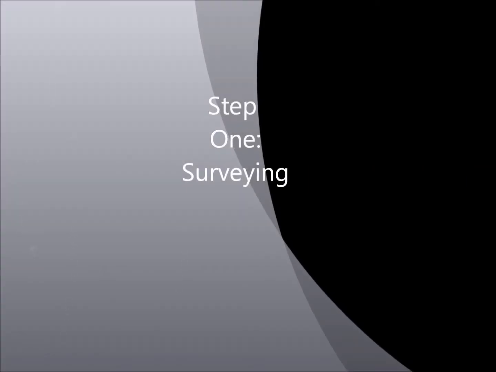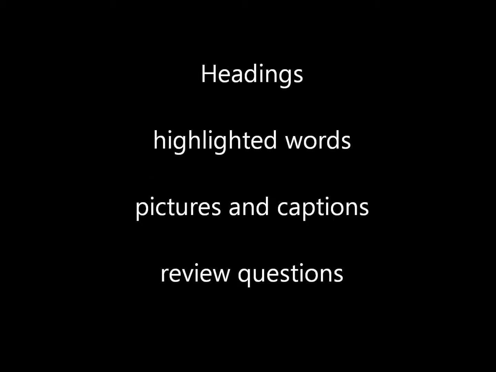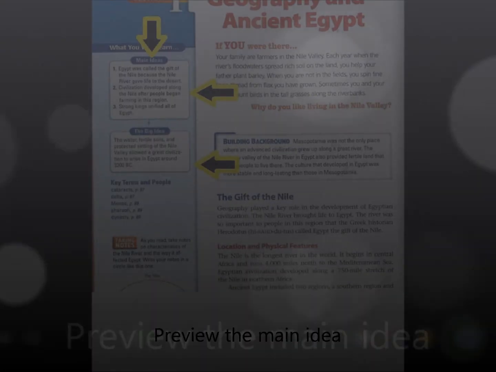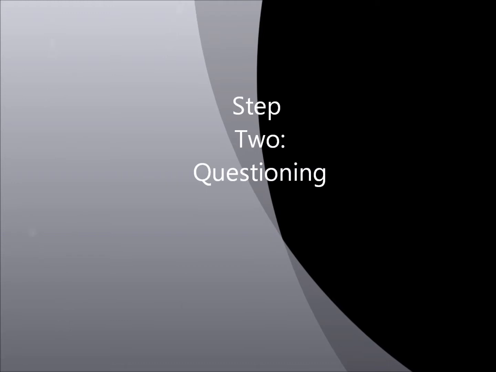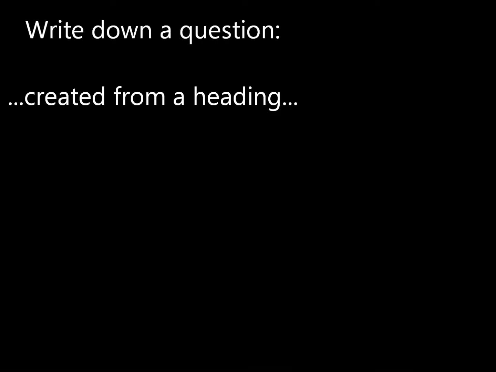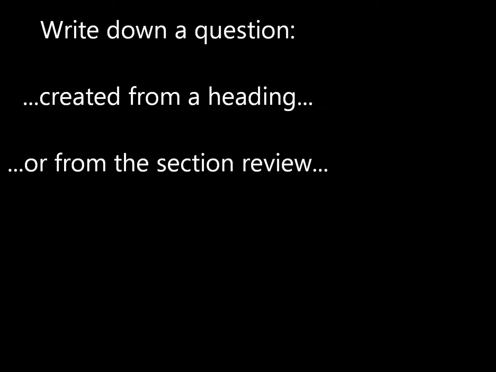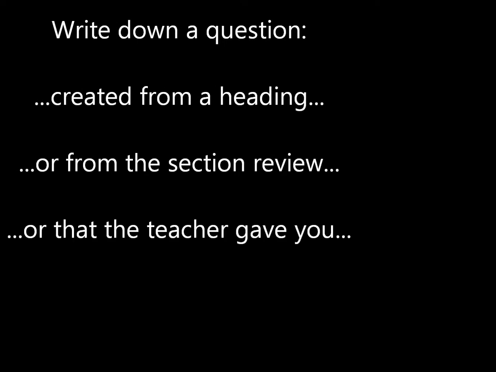The first step, surveying, is when you preview the reading. You look at the headings, highlighted words, pictures and captions, and the review questions. You also ask yourself if you know anything about the topic and check to see if the text has a preview of the main idea. The second step, questioning, is when you write down a question that you created from a heading, or that you found in the section review, or that the teacher gave you. This helps focus your reading.